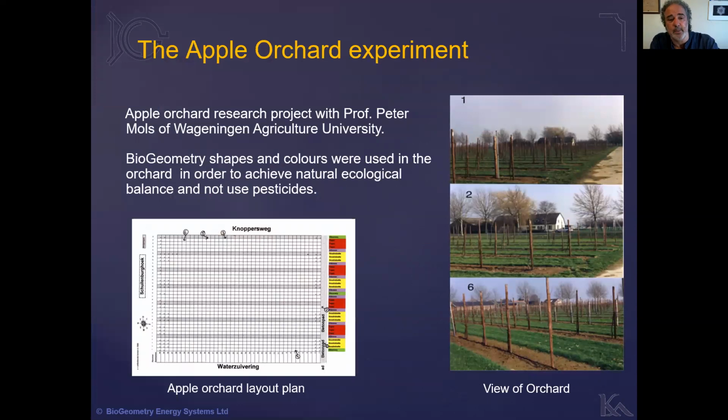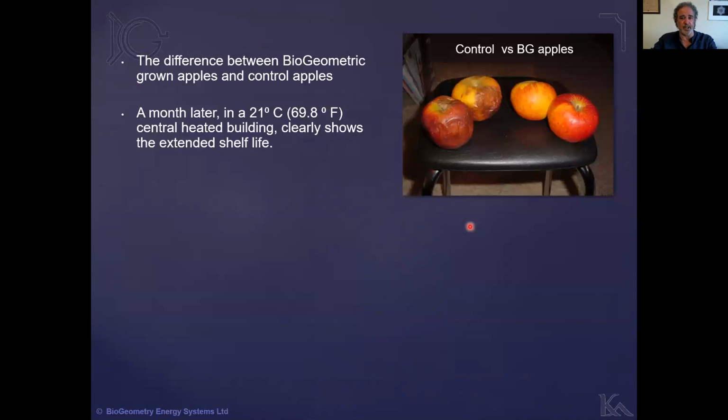This experiment was done with Professor Peter Mols of Wageningen Agricultural University in Netherlands. And it was done on these big apple orchards. And essentially, certain parts of the orchard were treated with biogeometry as opposed to others which were not. And then one could analyze the fruit from the normal orchard and from the biogeometrically treated orchard. And here is a little taste of this.